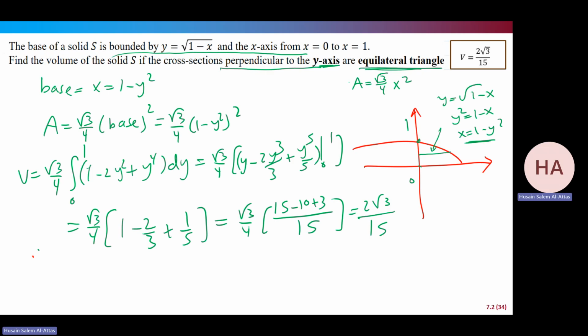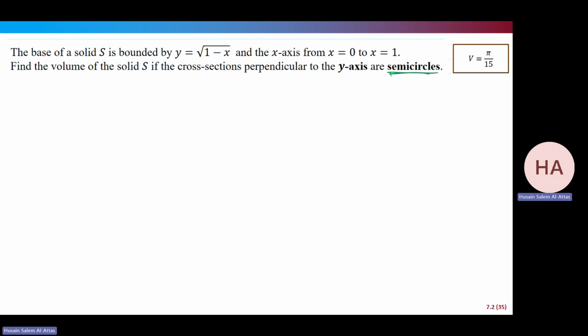From 0 to 1. Same thing. 1 minus square. I have what? Perpendicular to the y-axis are my circles. This is only the same. This one, perpendicular to the y-axis.